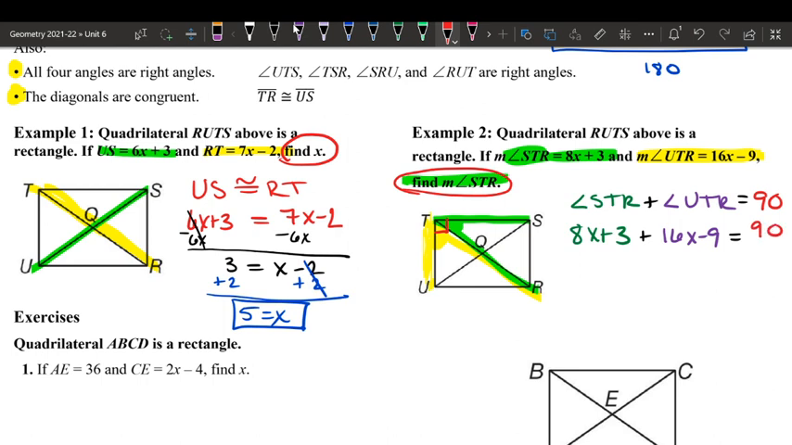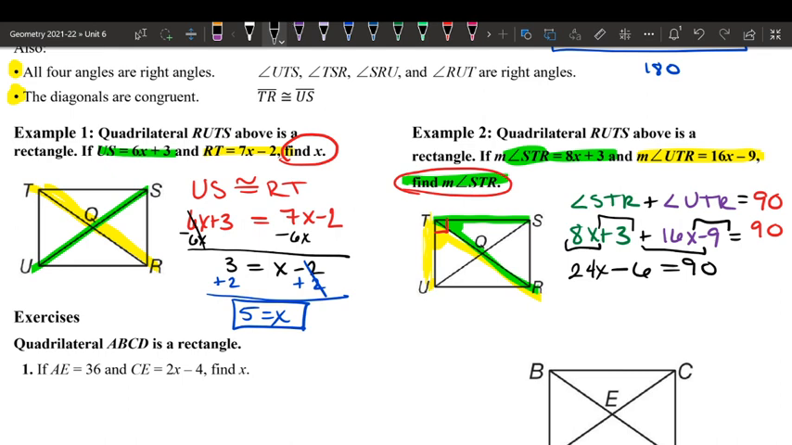And now that I have an equation, the steps used in algebra to solve an equation is to combine your x's, and then combine your non-x's, and get x by itself. So that's what I'm going to do. Combine like terms. 8x plus 16x gives me 24x. And then positive 3 minus 9 is going to give me negative 6. And that equals 90. So I just combined my like terms.